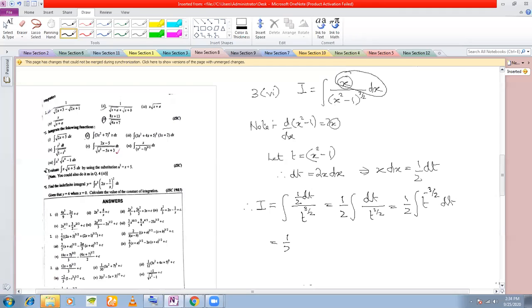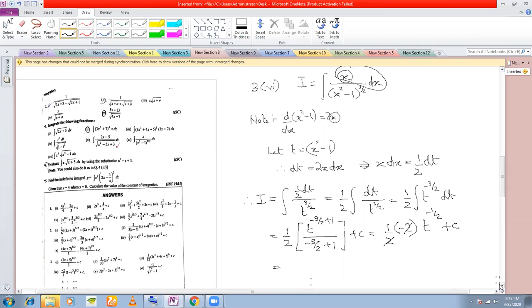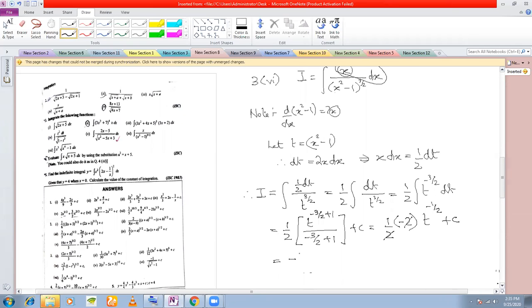Which is equal to half, t to the power of minus 3 by 2 plus 1 by minus 3 by 2 plus 1, plus c. So you get half, 1 by minus half. Minus half, when it goes on top, becomes minus 2. And t to the power of minus half plus c. So this 2 and this 2 cancel. So you get minus 1 by t to the power of half plus c.